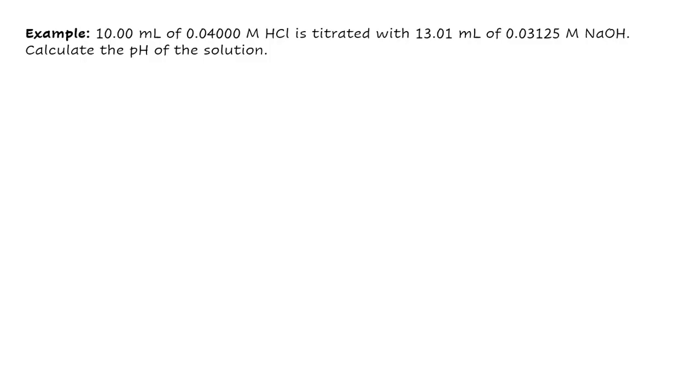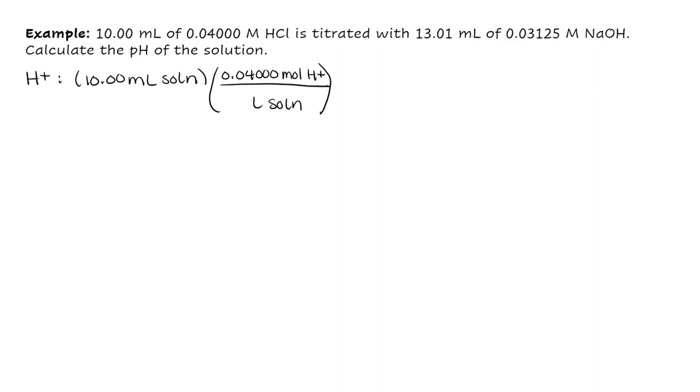In our example, we see that we do have more than 0 mL of titrant, which tells us we need a millimole table. So we'll start by calculating the millimoles. For our acid, we have 10.00 milliliters of solution times the molarity of the acid, which is 0.04000 moles of H plus per liter of solution. Liters of solution will cancel.